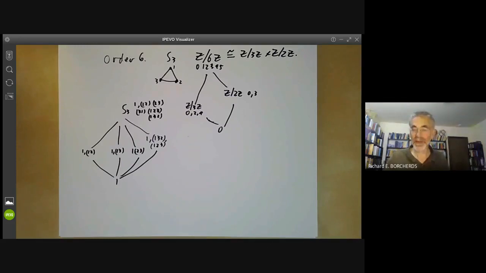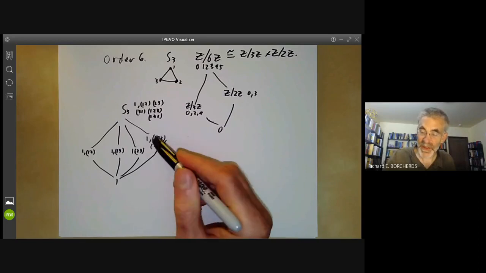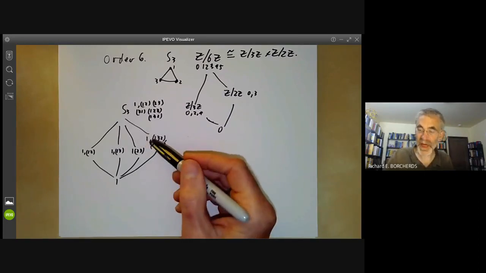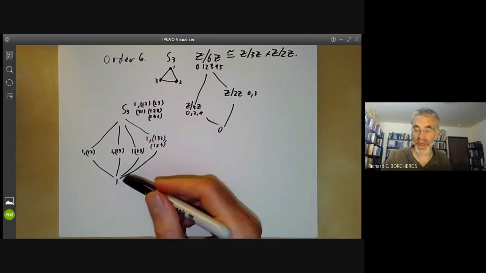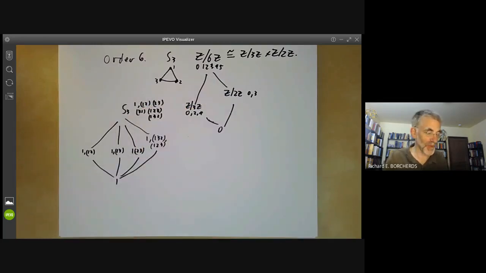And nothing terribly exciting is happening because there are as yet no inclusions between subgroups other than the trivial subgroup and the whole group. But we'll see some more complicated examples later.